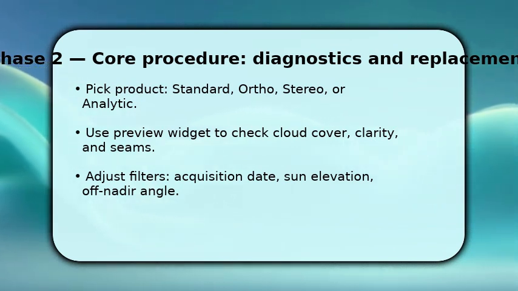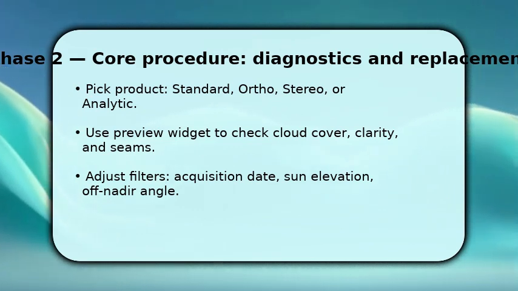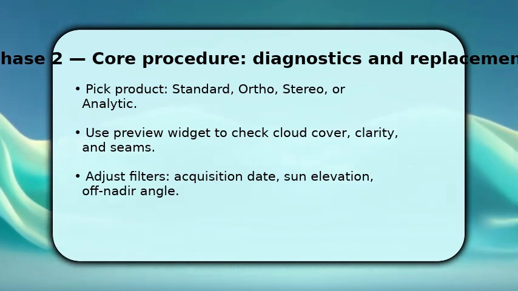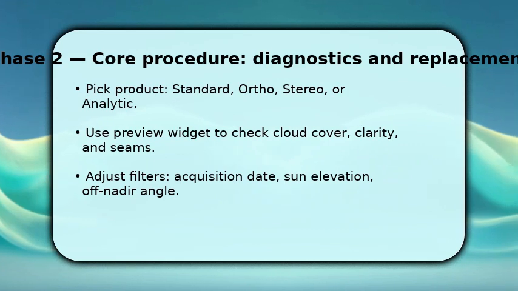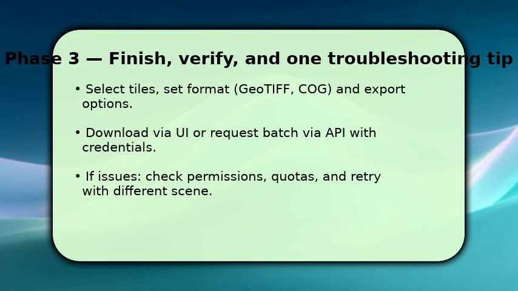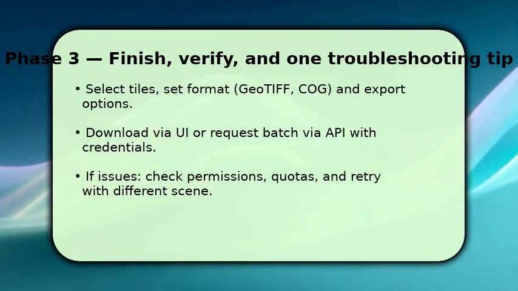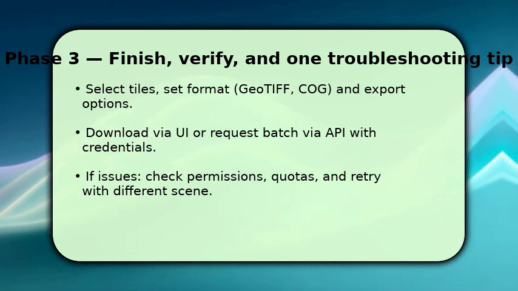Once done, refine filters, acquisition date, sun elevation, and off-nadir angle to reduce shadows and distortion. Make sure to preview multiple scenes if coverage overlaps, so you select the cleanest tiles. Finalize by selecting tiles and choosing output format. GeoTIFF or cloud-optimized COG are common. Pick band order and compression as needed.